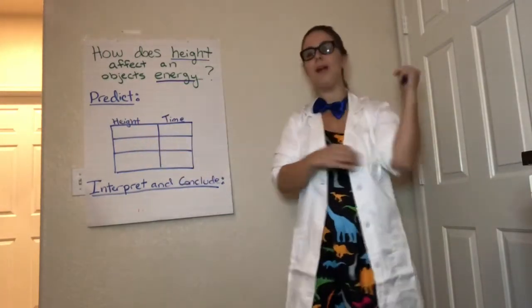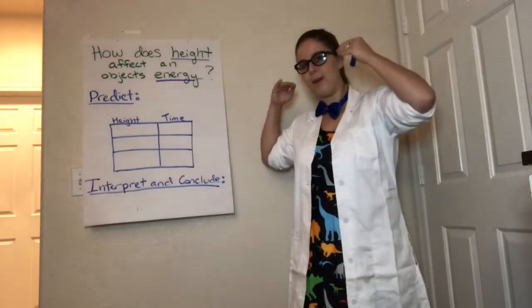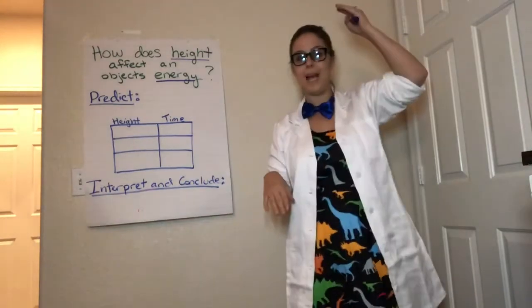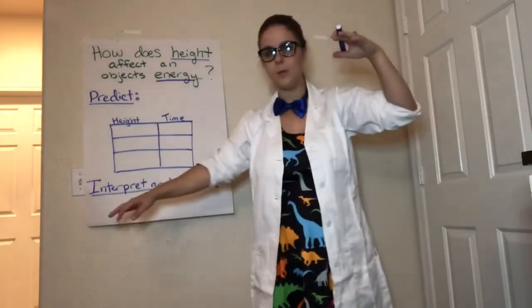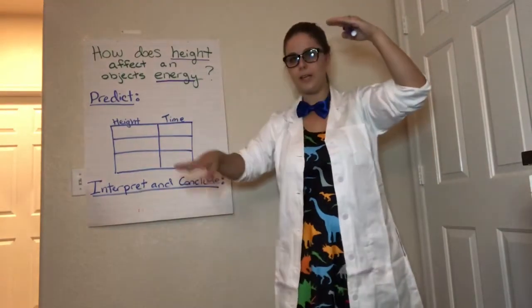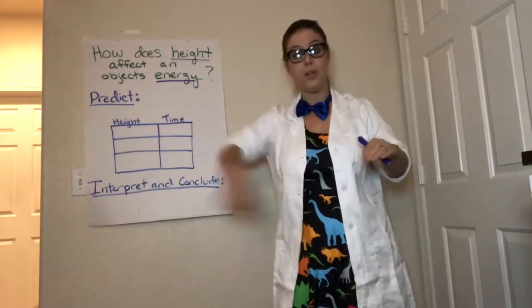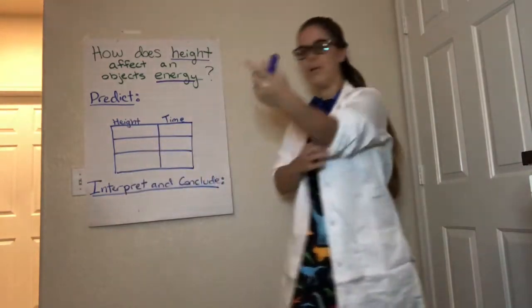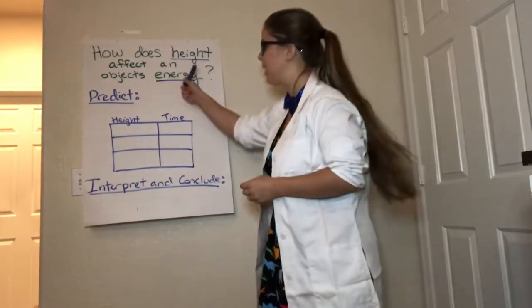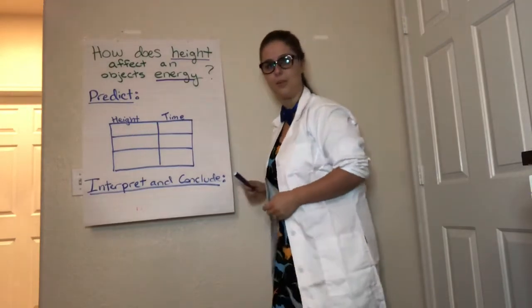We are going to make a ramp and we are going to push a ball down it, and we'll see if the ramp is higher, will the ball go faster? If it's lower, will it go faster? Will it go farther? We're going to talk about distance today. So, predict is going to be the next word. Now we have annotated our scientific question of knowledge.